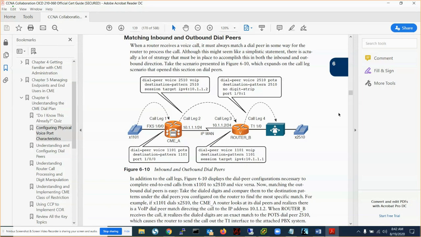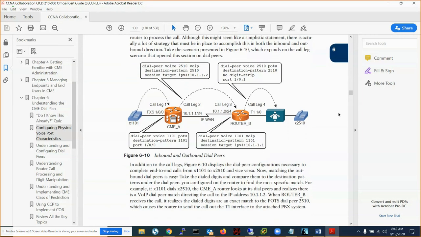So in this example here, for the call leg, you look at the dial pairs. I can look at this 2510 VoIP, which is a VoIP dial pair. So that will match. Let me see the IPs here. It tells this router that anybody who calls 2510, send it to this IP address.